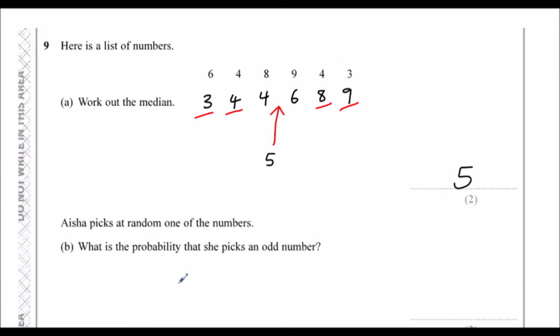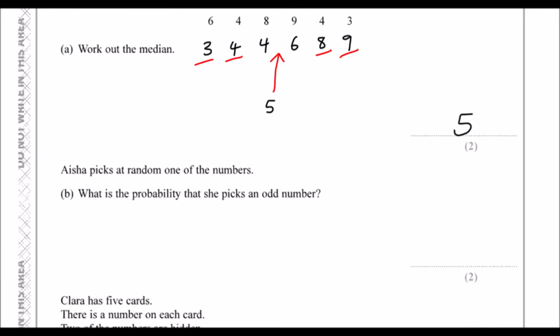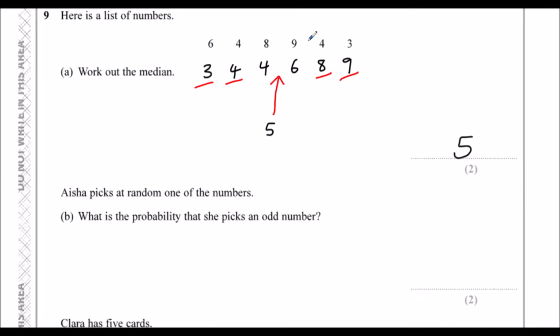Aisha picks at random one of the numbers. What is the probability she picks an odd number? So how many odd numbers are there? There is 9 and 3. So there are 2 odd numbers out of 6 numbers in total. So the probability is 2 out of 6. You could simplify that to 1/3, but you don't have to. So 2 out of 6 is a perfectly good answer.